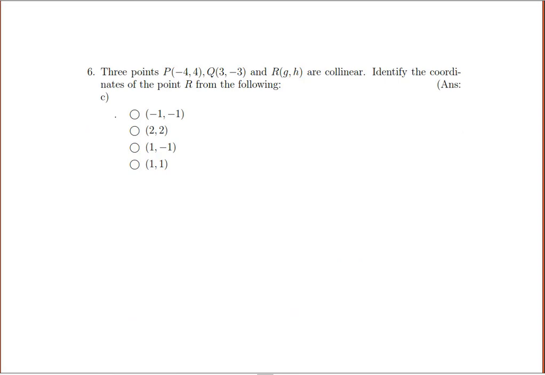Three points P, Q, R, given by these coordinates, are collinear. Identify the coordinates of the point R from the following. So collinear means we have a line. So the points P, Q, R lie on the same line. They can lie in any order. Here we have shown only one order, but they can be in any order.